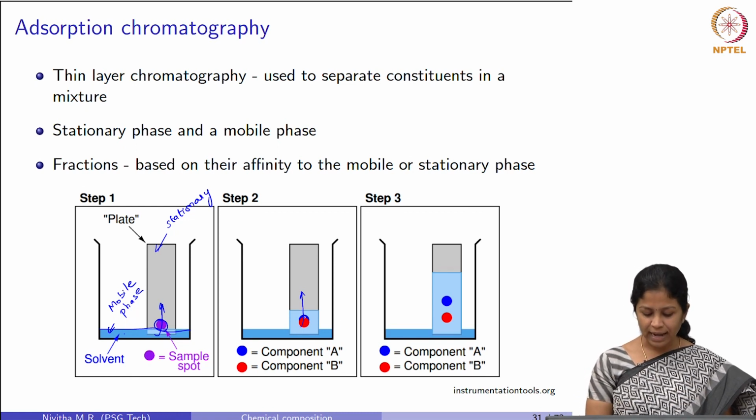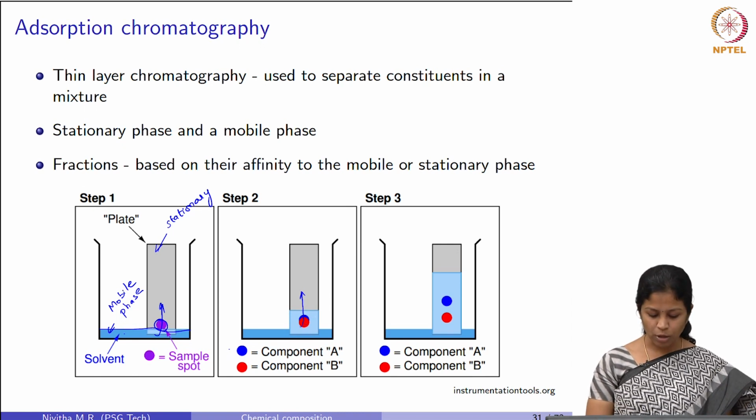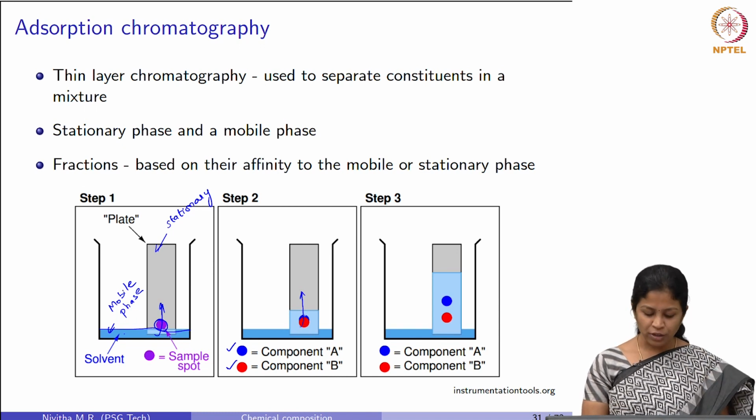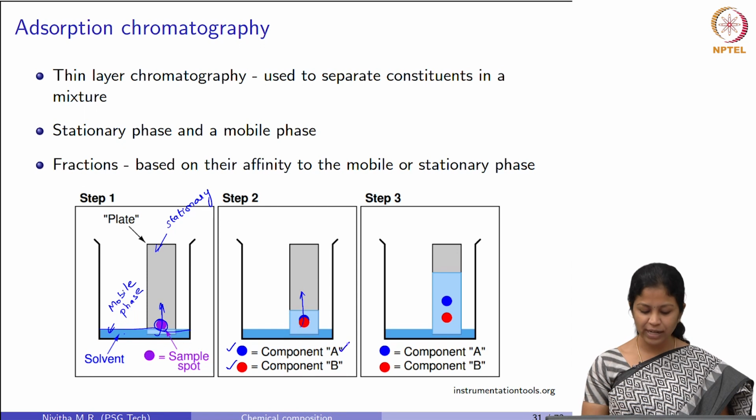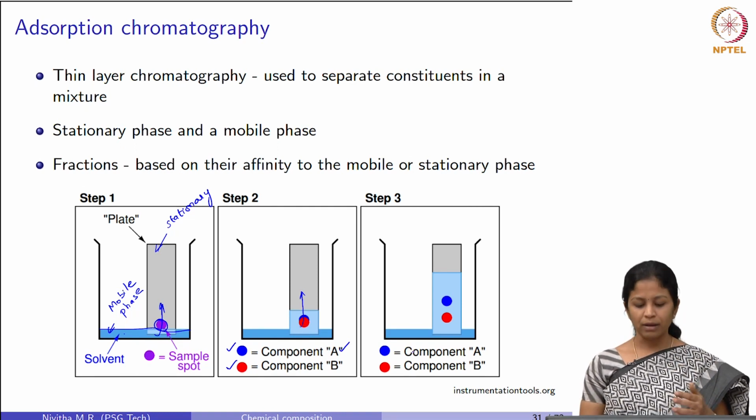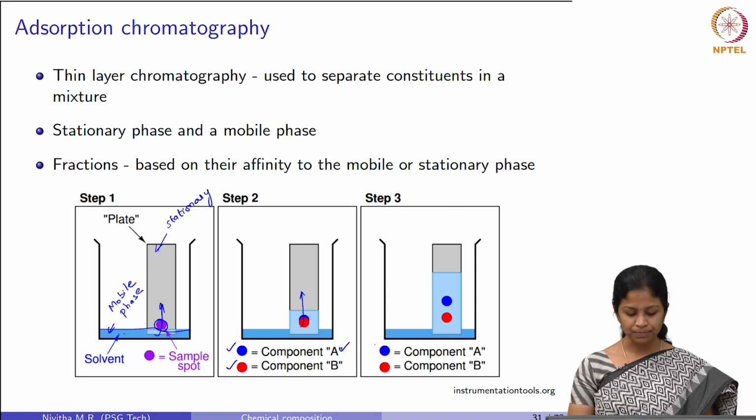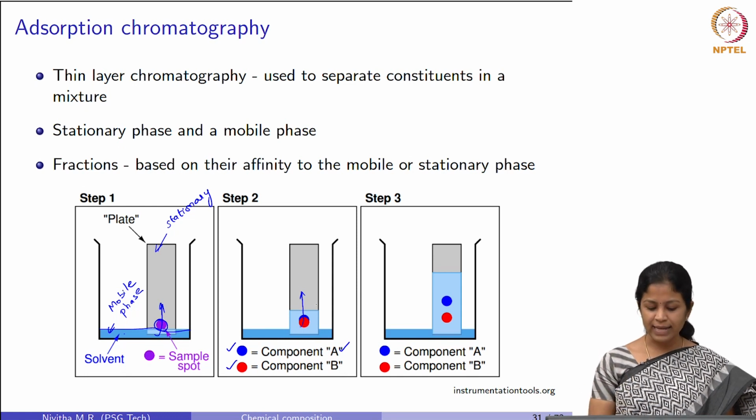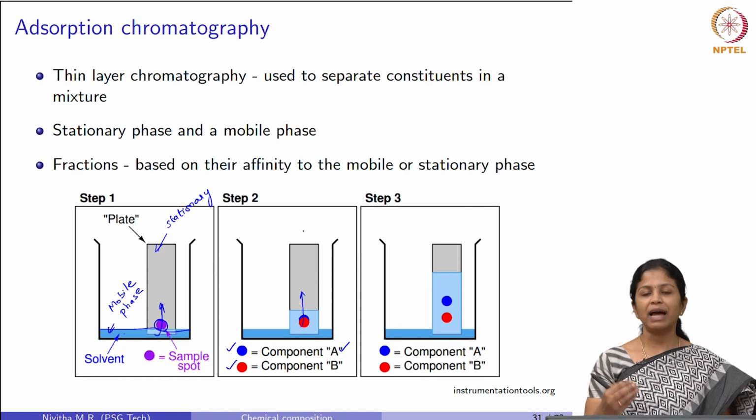So, you can see here it has 2 components. This sample spot which is in purple color has 2 components here. One is component A and the other one is component B. We can see that they start rising at different rates in the chromatographic column. This one in blue color has more affinity towards the solvent which is the mobile phase, whereas the one in red color has more affinity towards the stationary phase, which is the alumina column which is used here. So, depending upon the relative affinity of the different components, they rise up the chromatographic column at different rates, and by this process we will be able to separate out different fractions.